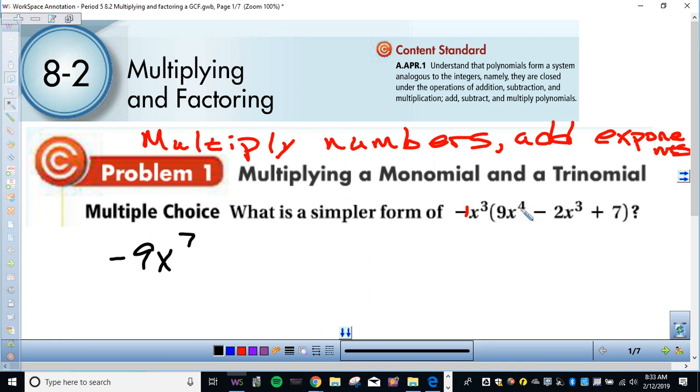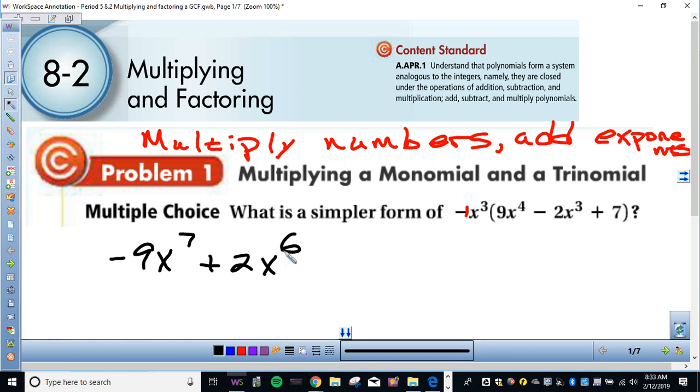What do I get for the second one, multiplying these two terms? -1 times -2 is? You get 2x to the? 6. Good. Plus 2x to the 6, excellent. Oops, not third. 2x to the 6.